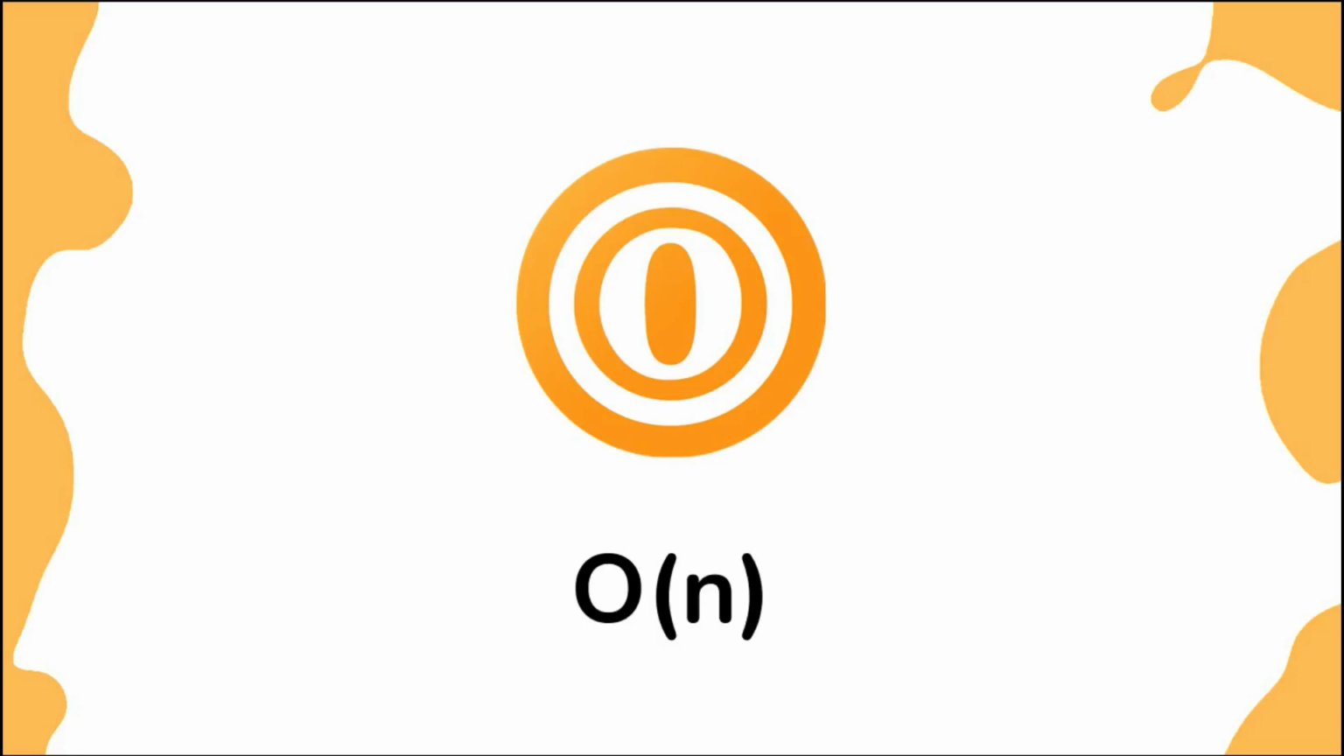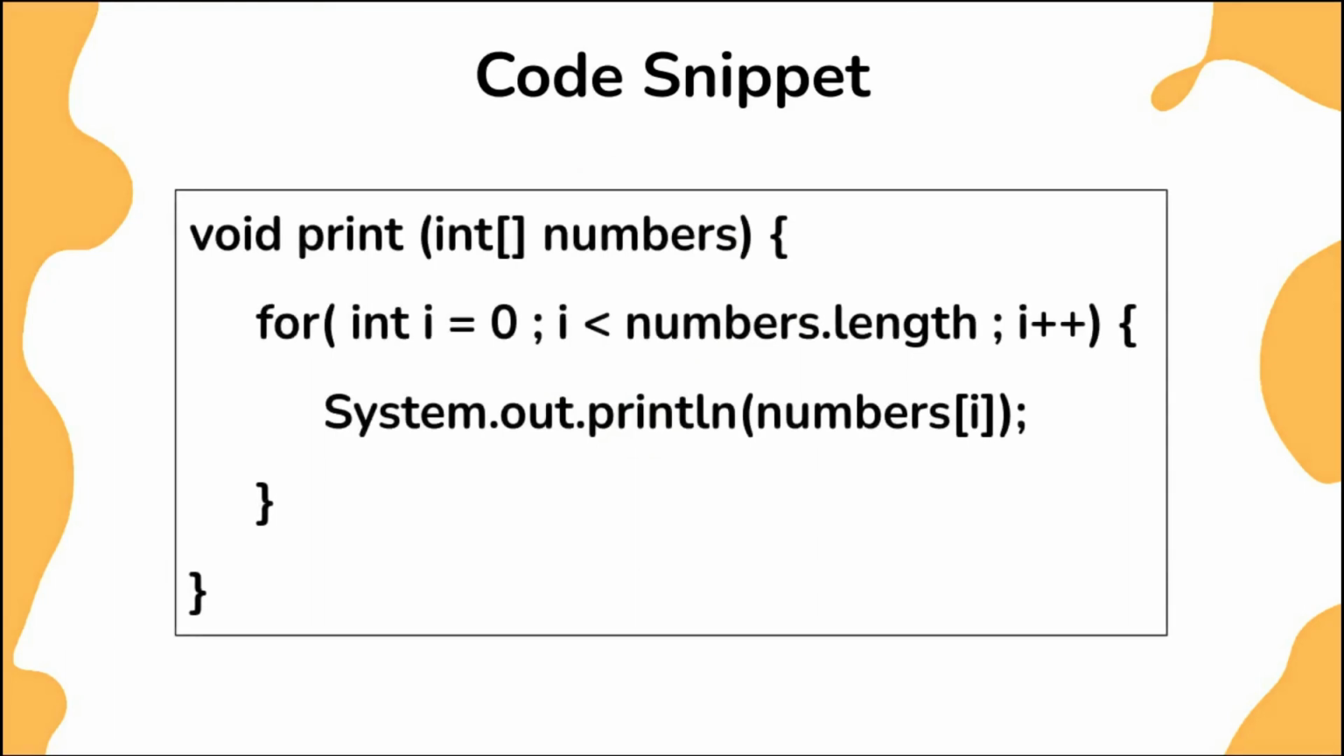Alright, so let's discuss O of n. Here we have a slightly more complex example. Here we are iterating over all the items in this array and printing each item in the console. This is where the size of the input matters.